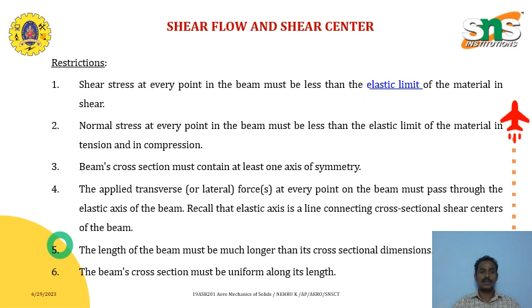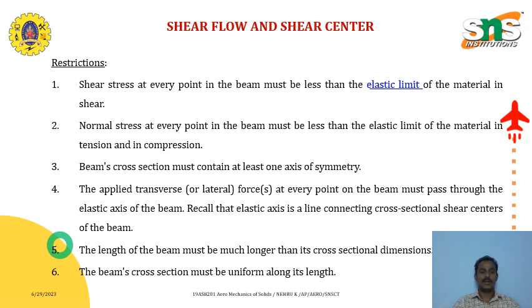The restrictions are: shear at every point in the beam must be less than the elastic limit of the material due to the applied shear, right? Second, the normal stress at every point in the beam must be less than the elastic limit of the material, in tension as well as compression. Third, the beam's cross section must contain at least one axis of symmetry. So the axisymmetric material will be considered while solving the shear center and the shear flow.